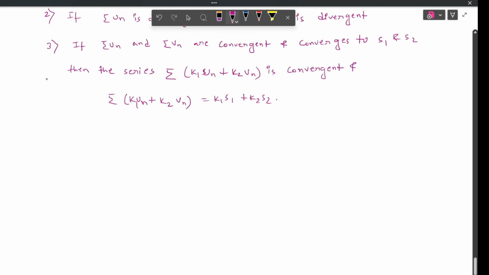Okay. Number 4 is, the character of convergence or divergence of an infinite series remains unaltered by the addition or removal of a finite number of terms. So if you remove a finite number of terms from a series, the convergence or divergence will remain the same. Okay, so you can write it down.